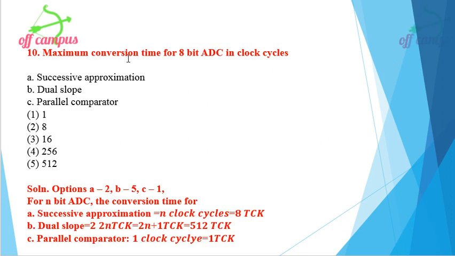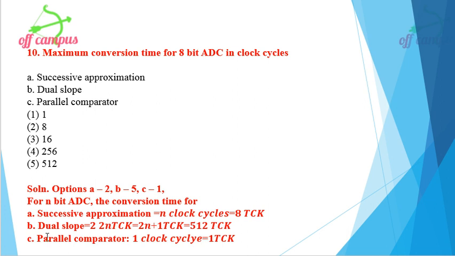Next one: maximum conversion time for an 8-bit ADC, analog to digital converter, in clock cycles. We need to find out the maximum conversion time. Different types of analog to digital converter are given: successive approximation, dual slope, and parallel comparator. We have different formulas for each and every type to find out the maximum conversion time.